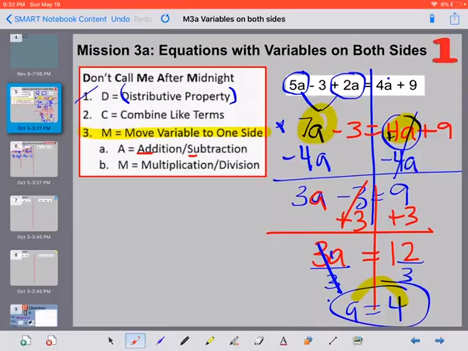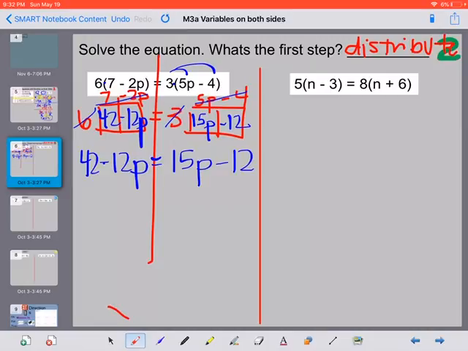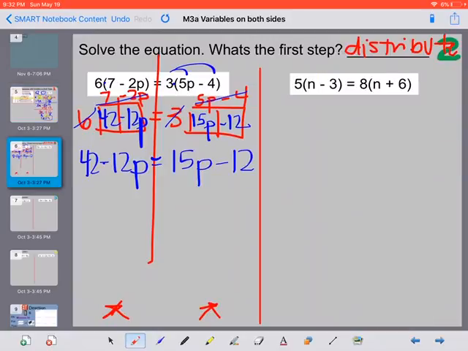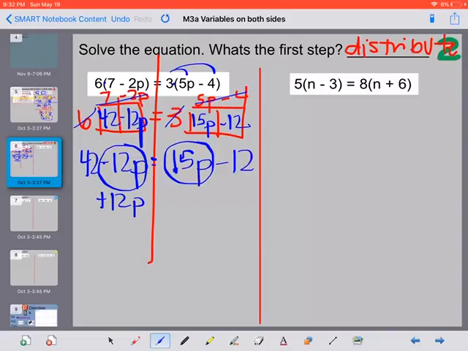Now, we've distributed. Combine like terms. We don't have any terms on the same side, like just this side or just this side, that we can combine together. So next, we need to move the variable or the letter to one side. Again, it doesn't really matter which side you move to. I always like to move the smaller number, if possible, or get the letter on the left, either way. I'm going to move the negative 12p instead of the positive 15p. That way we keep all of our p's positive. So I'm going to add 12p to both sides.